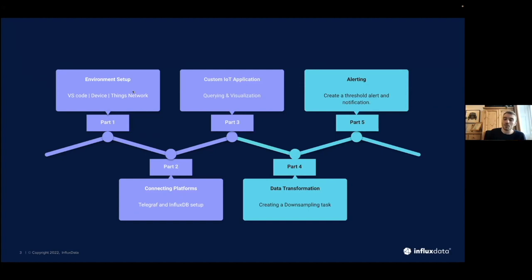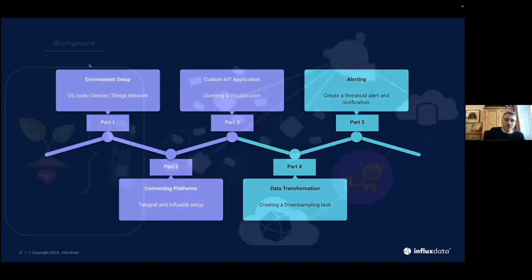Part two will be connecting the Things Network to InfluxDB. So that'll be using Telegraf and setting up InfluxDB. Part three will be a custom IoT application. So I'll be showing you how to create your own custom IoT application and query and visualize data from InfluxDB. Part four will be showing data transformation capabilities in InfluxDB. And last of all, showing how to do automated alerting in InfluxDB and potentially tying that back to your custom application.